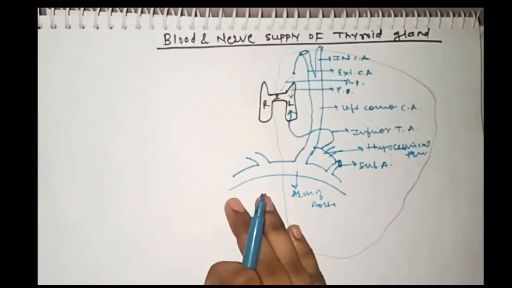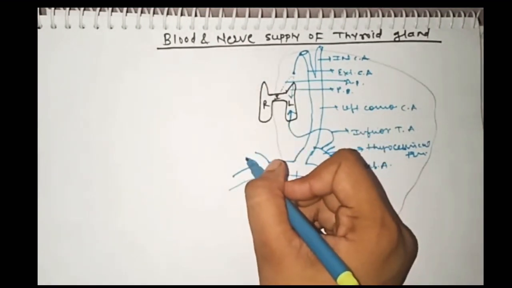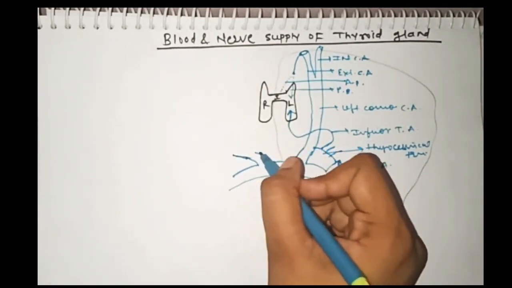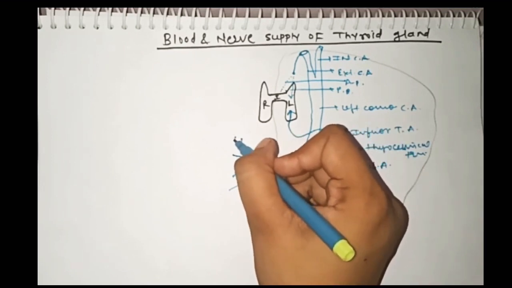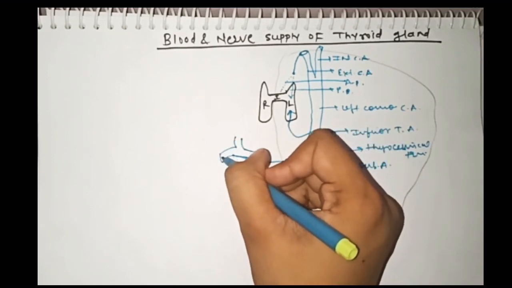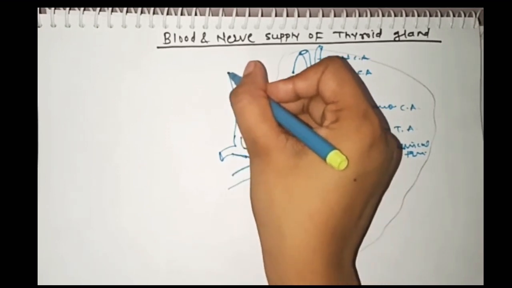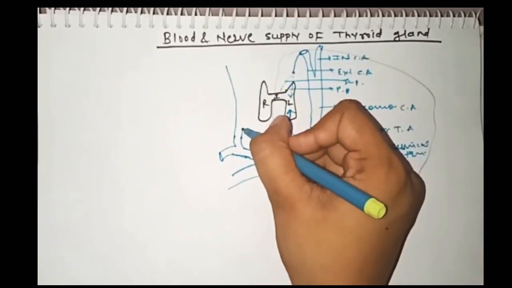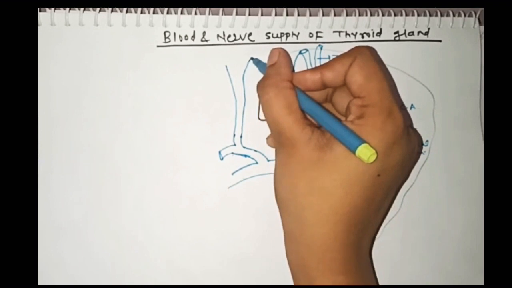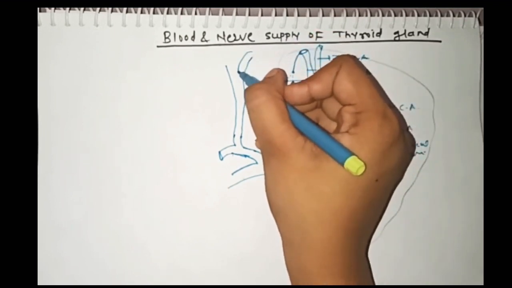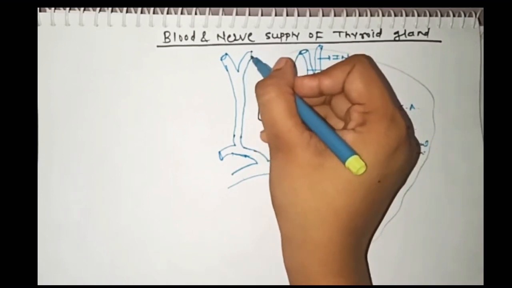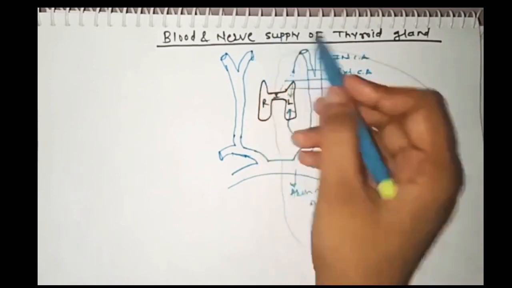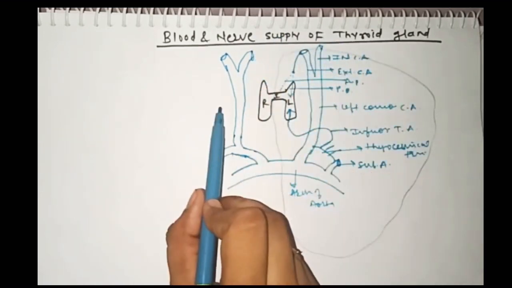Now we have to focus on the right portion. This is the brachiocephalic trunk. From the brachiocephalic trunk, two branches arise: the subclavian artery and the right common carotid artery. This right common carotid artery further divides into two branches, the internal and the external. What we saw on the left side is the same on the right side.